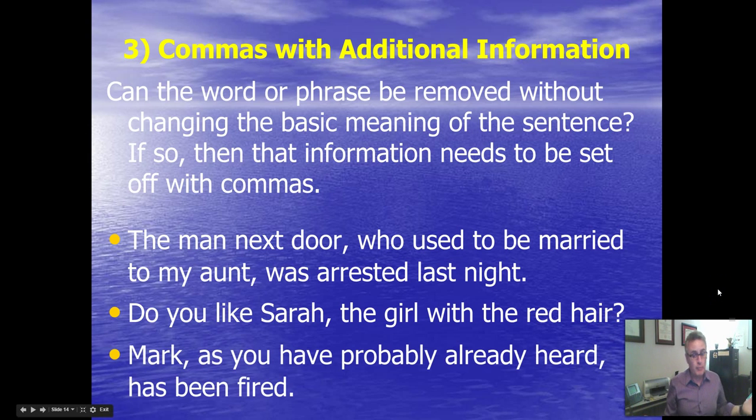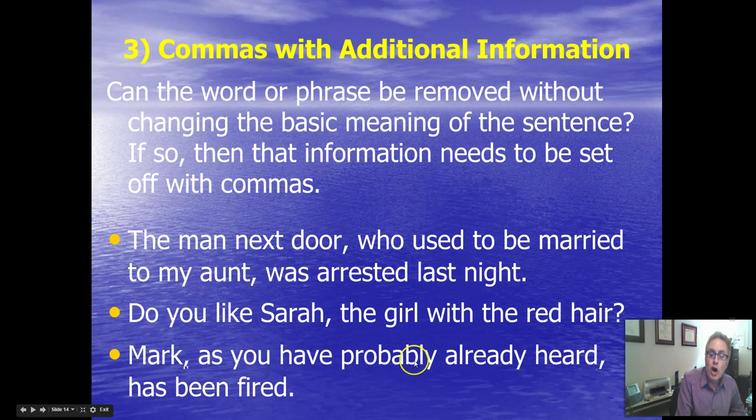Mark, as you have probably already heard, has been fired. So sometimes you will see within plays where they will do what is called an aside. They will give people information, give the audience information in addition to what it is that they are saying. Mark has been fired is the main part of the sentence. I have my subject and my verb.